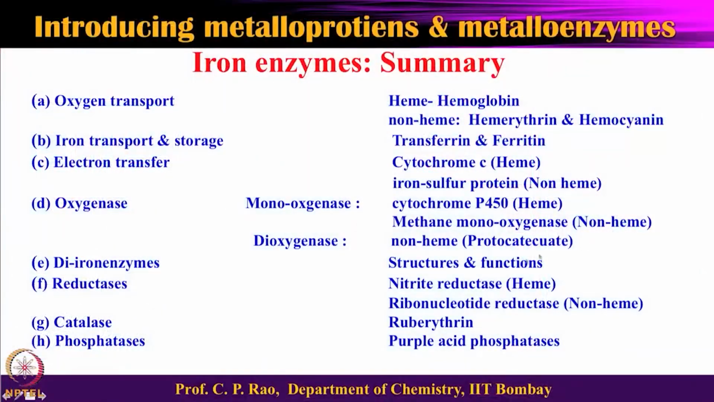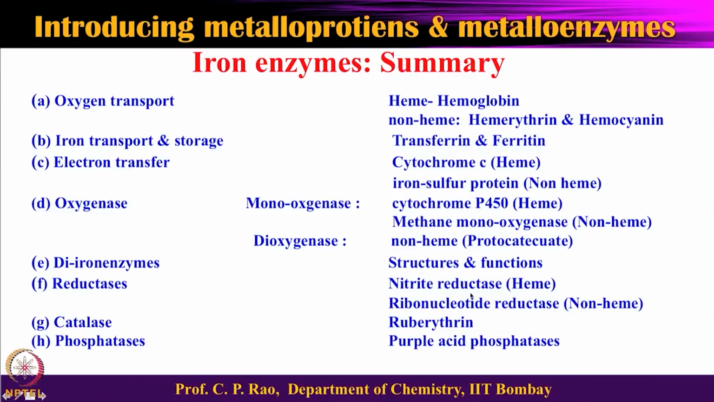Then I explained to you what dioxygenase is, the intradiol and extradiol, but I have taken an example only for the intradiol, which is protocatechuate, a non-heme based case. Other examples I have purposefully not taken, because much more severe things are involved in those too. Then I explained the different kinds of di-iron enzymes, their various functions, and the classification with the different kinds of di-iron centers.